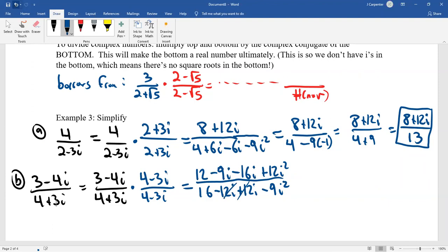Cancel your like terms in the bottom. Combine your like terms in the top. They don't cancel, but they do combine. Turn your i squareds into negative 1s. So this will be 12 minus 25i.